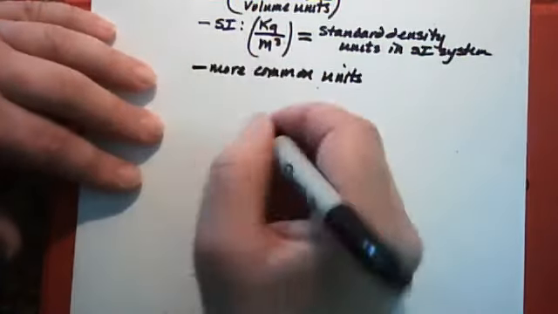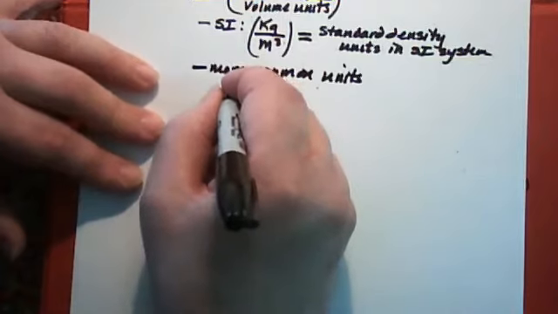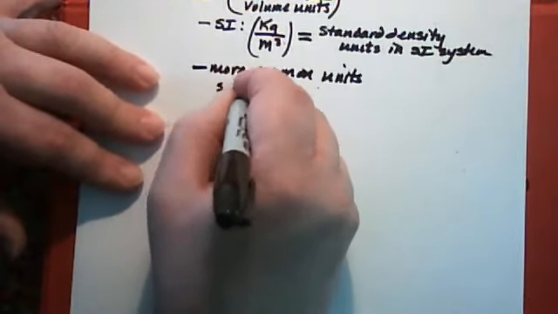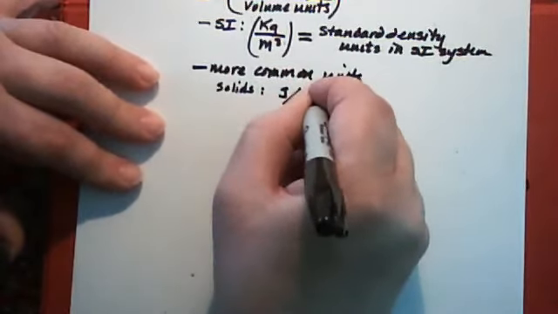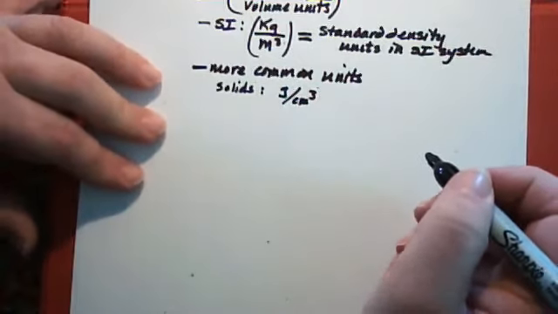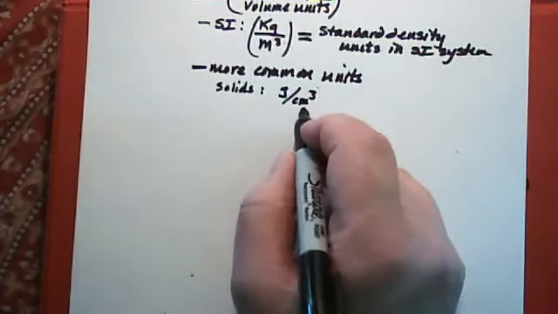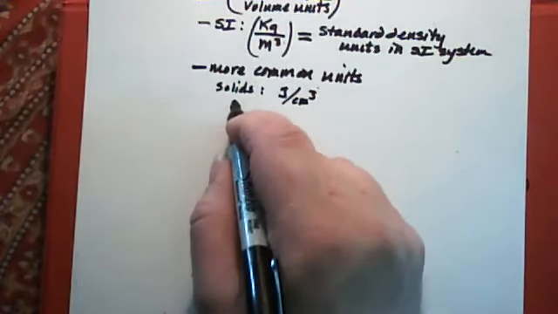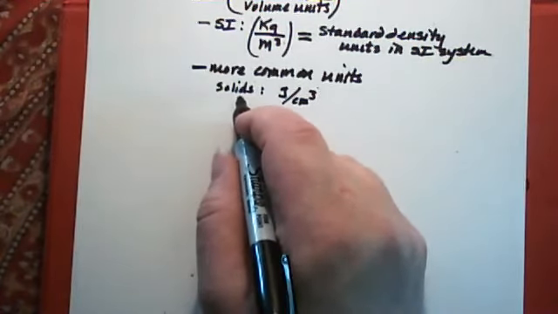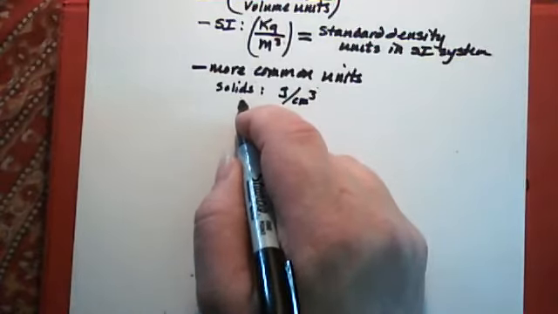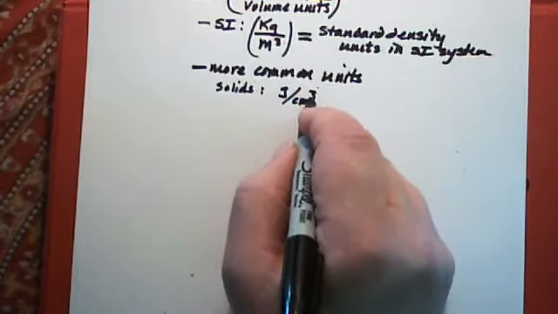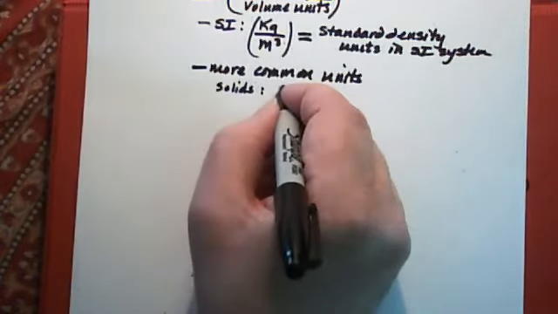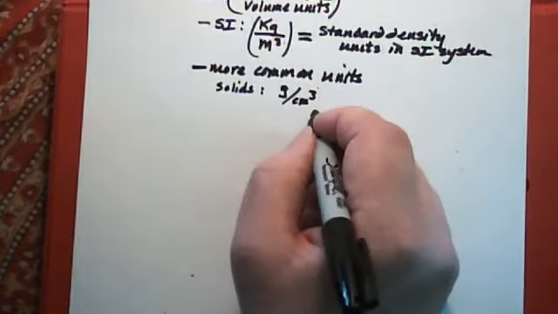The more common units for density in the metric system would be, for solids, grams per cubic centimeter. Because in this case, we're assuming that the solid is a regularly shaped solid. And so we're considering measuring the volume as being a measurement of length and width and height. And so that would give you length units to the third power. And the most convenient length units to use for smaller objects would be centimeters.